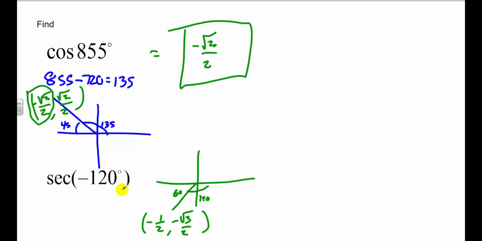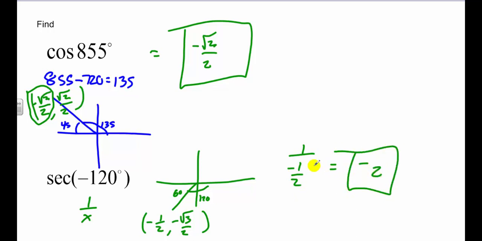And I'm looking for the secant value. Secant is the reciprocal of cosine, and cosine is x, so this is just 1 over the x value. In this case, I have 1 over an x value of negative 1/2. Multiplied by the reciprocal here, I end up with negative 2, and that's my secant value.